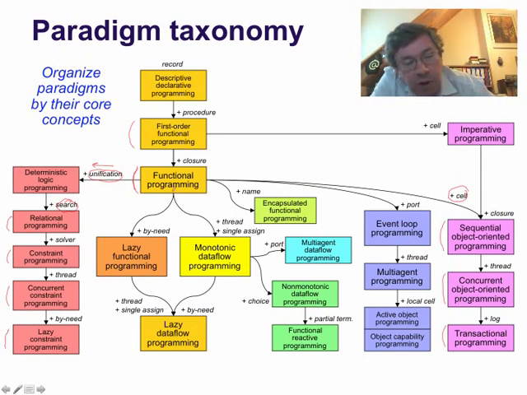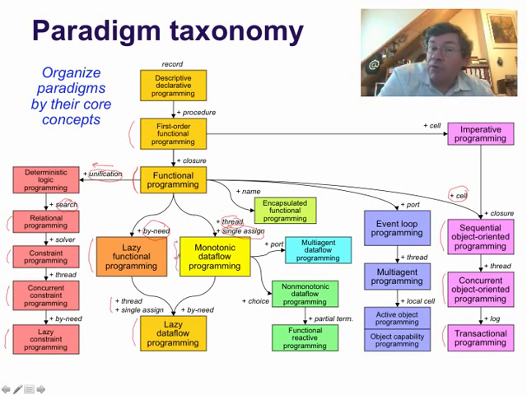If you start from functional programming and now you add by-need synchronization, which is in fact the thing you need for lazy execution, you get lazy functional programming. If I now add concurrency to this, I have lazy data flow programming. If I go in the other direction and add the threads and the signal assignment first, this is the monotonic data flow programming we saw. So it's another way to call the deterministic data flow paradigm.